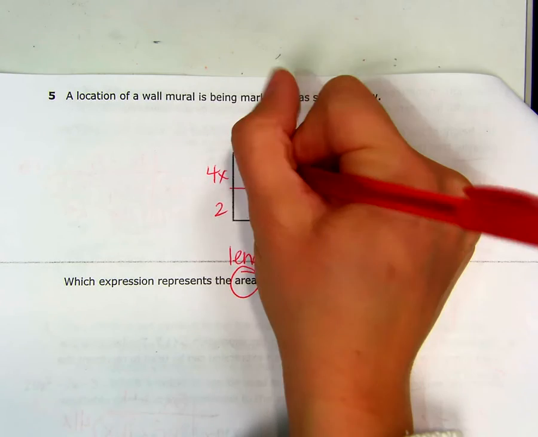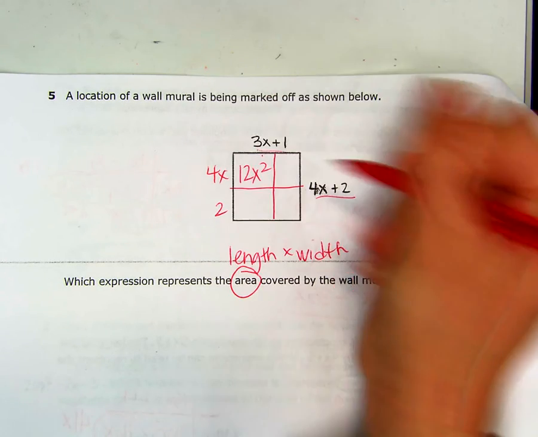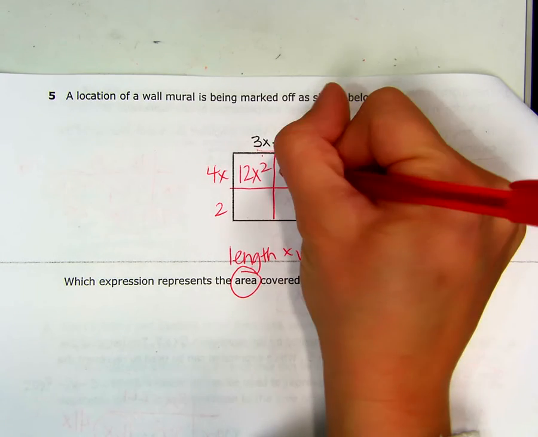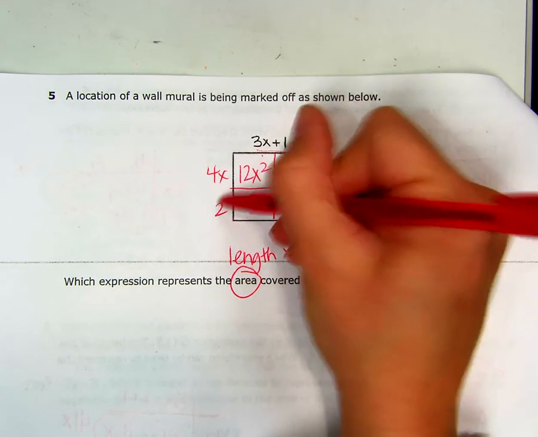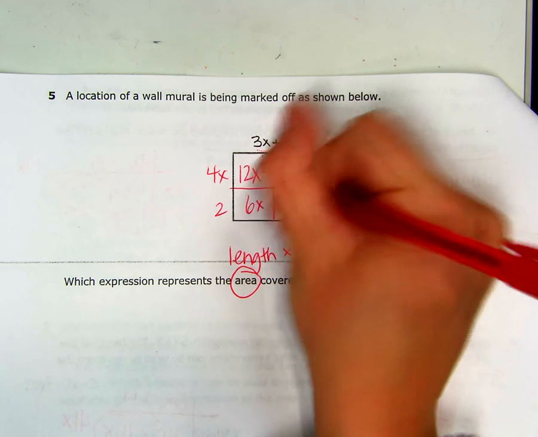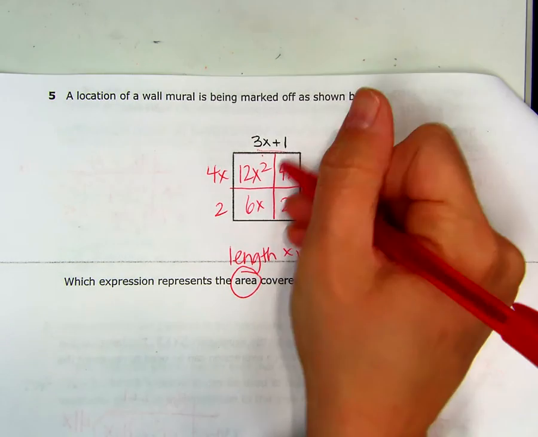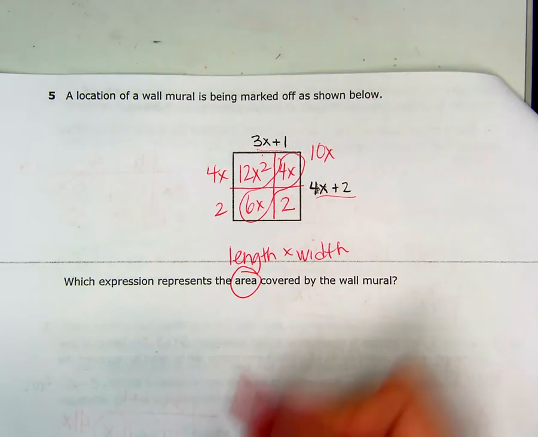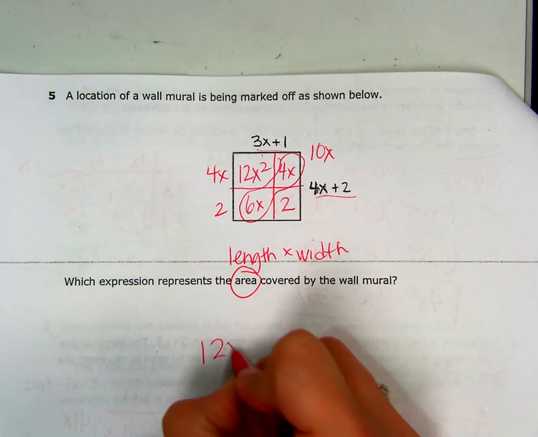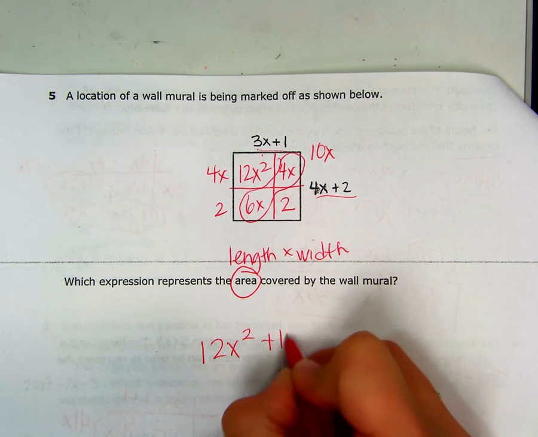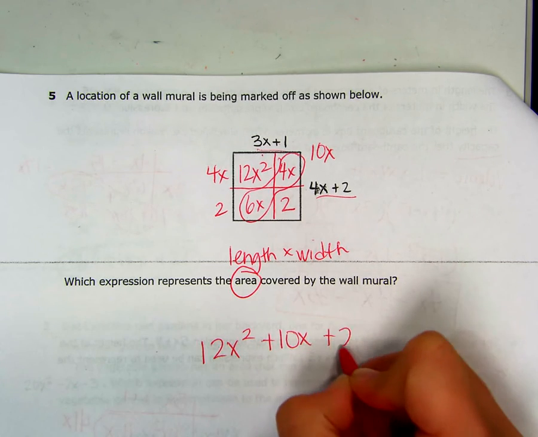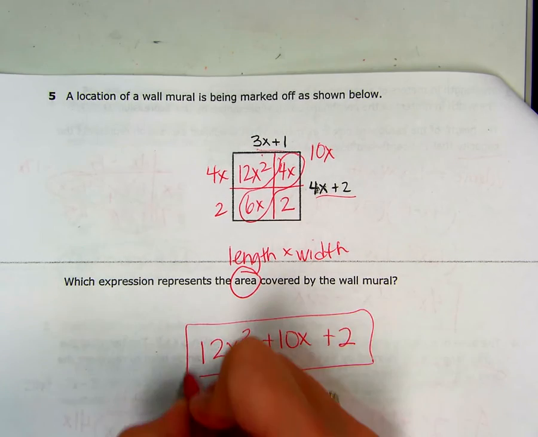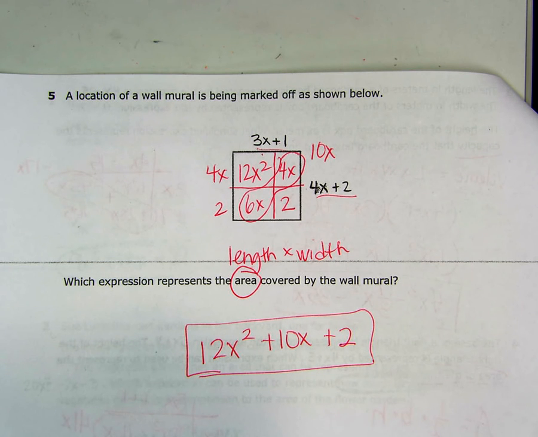So 3x times 4x makes 12x squared. 4x times 1 is 4x. 3x times 2 is 6x. And 2 times 1 is 2. So these two combine to make 10x. The area is 12x squared plus 10x plus 2. All right, pause for discussion.